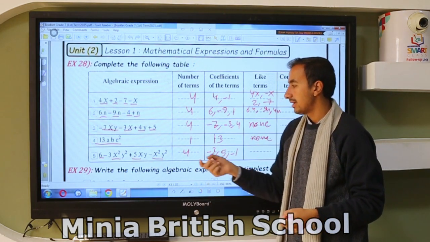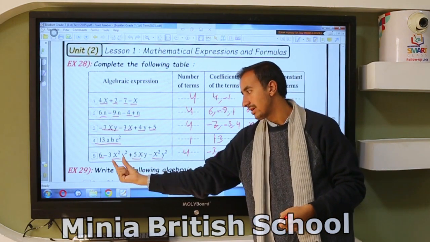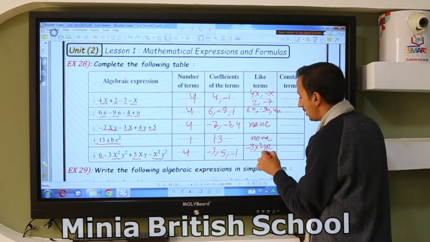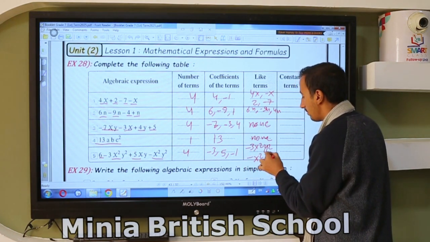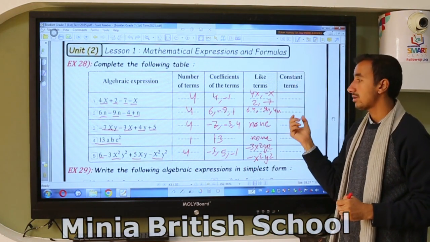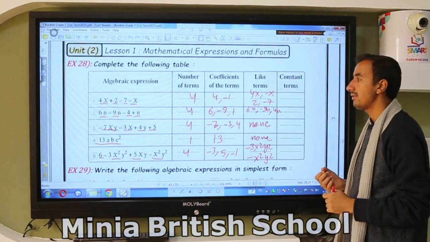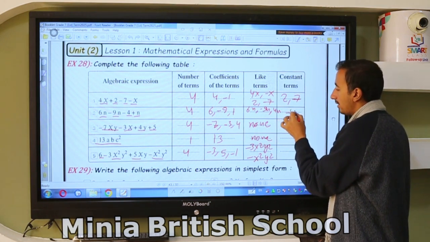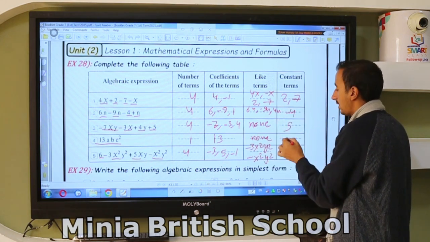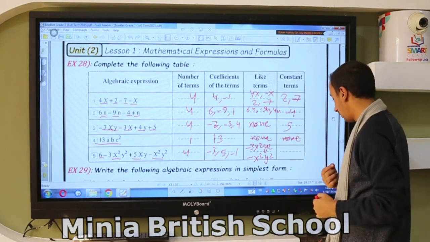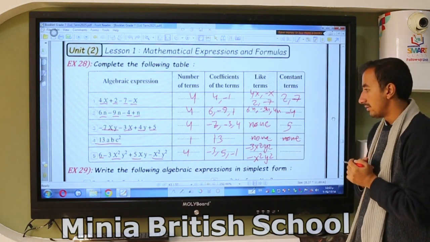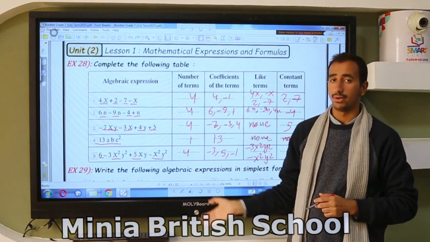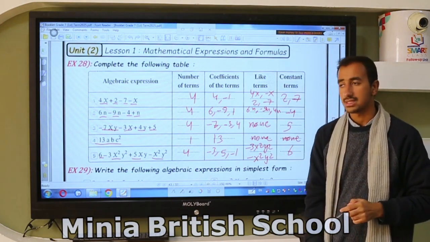Here the like terms have the same variable or are two constants: the same variable x power 2 y power 2, negative 3x power 2 y power 2, negative x power 2 y power 2. Okay, here the constant is the number without any variable: 2, negative 7. Here negative 4. Here 5, none, because I have only one term without the number. Okay, here 6. That's the difference between number of terms, coefficient, like terms, and constant numbers.